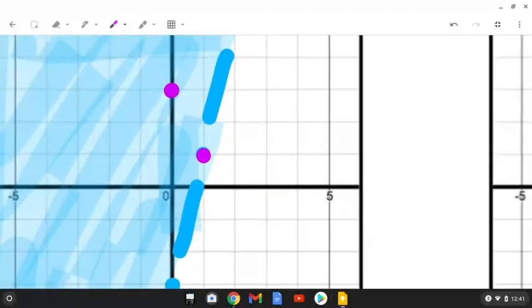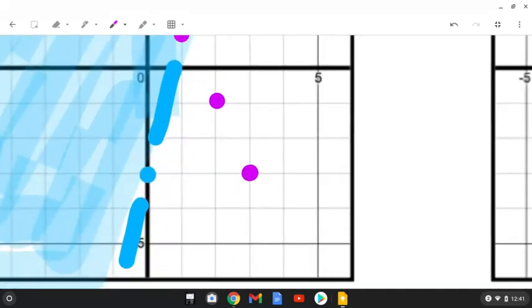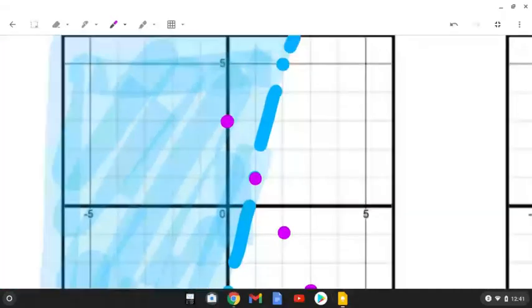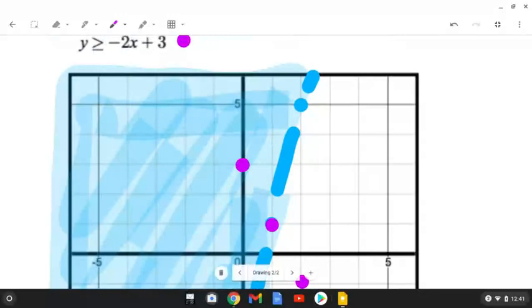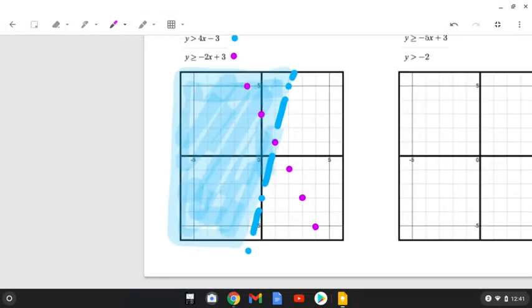Okay, so we share a point there. Down 2 to the right 1, down 2 to the right 1. And I want to make sure I get this up here as well. Down 2 to the right 1 means I'm going to be right there. Okay. So I've got my second boundary line.